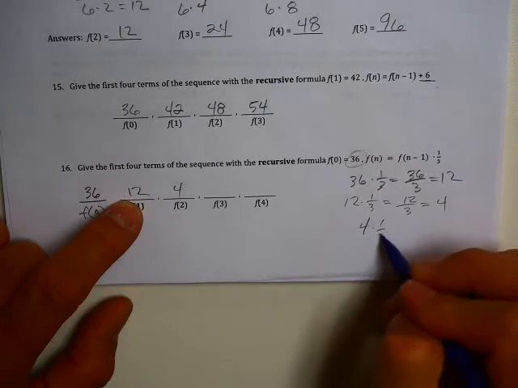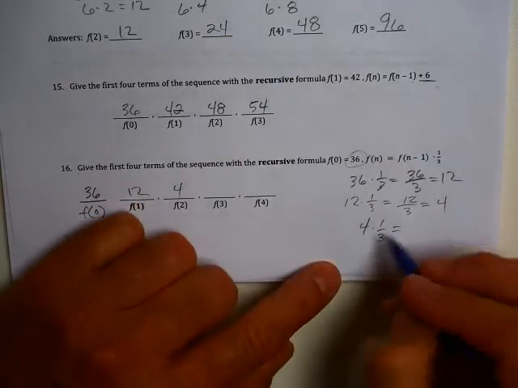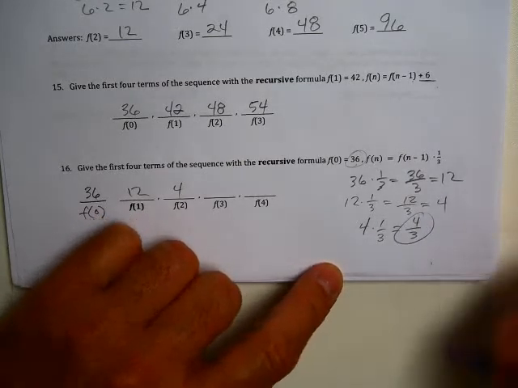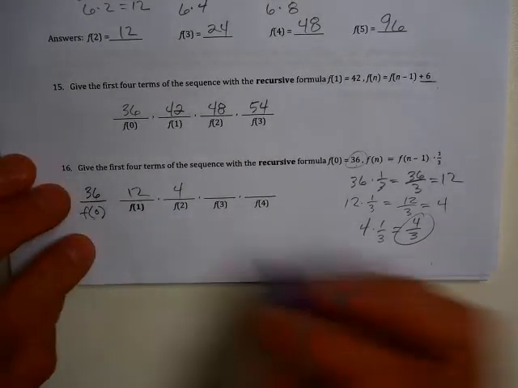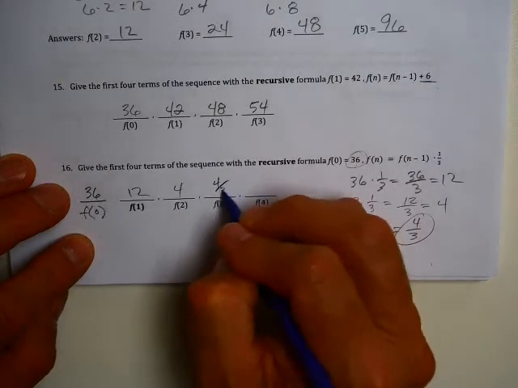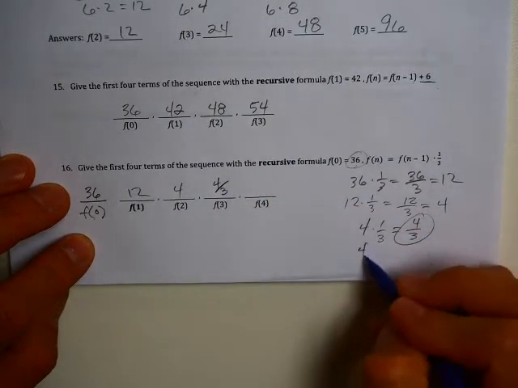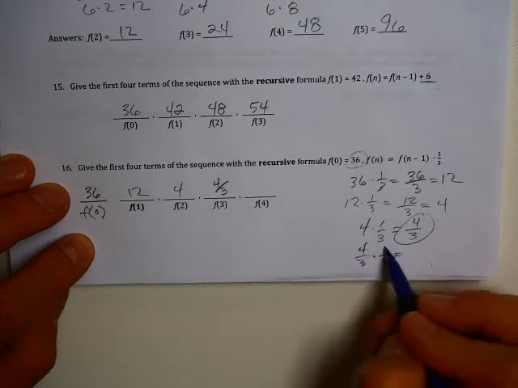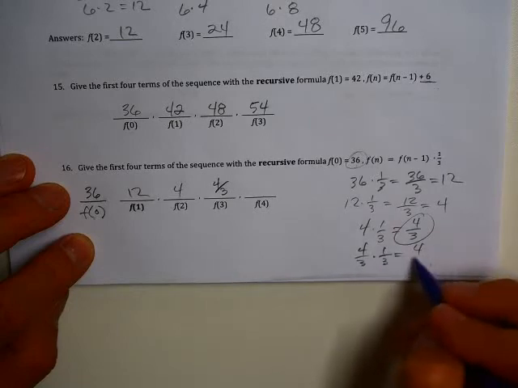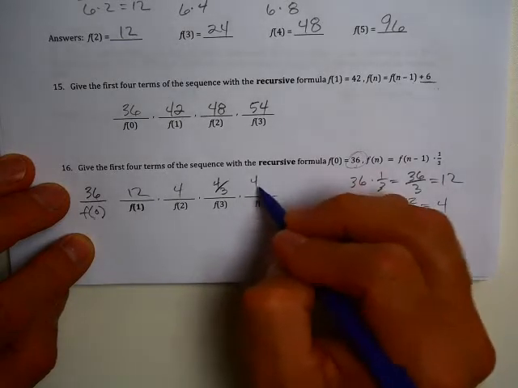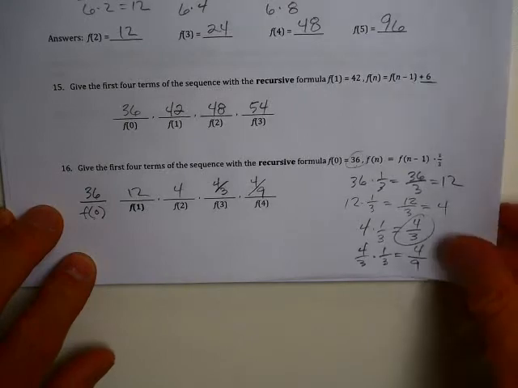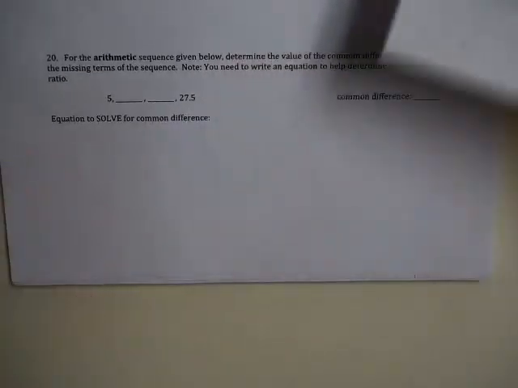4 times 1/3. 4 times 1 is 4, divided by 3. Now I'm going to suggest we leave that as an improper fraction, 4/3. And now if I take the 4/3 and I multiply that times 1/3, 4 times 1 is 4, 3 times 3 is 9, and so forth. Tricky. It's tricky. All right, so I hope this is working for us. Let's take a quick peek at the last page.